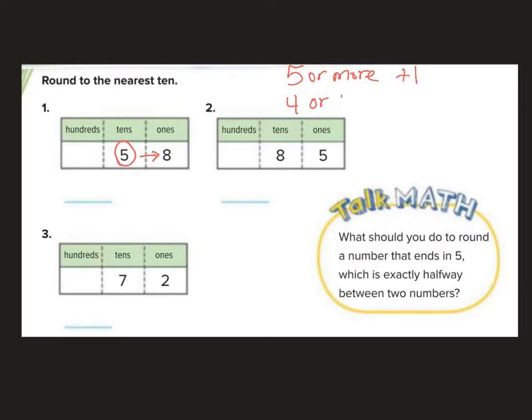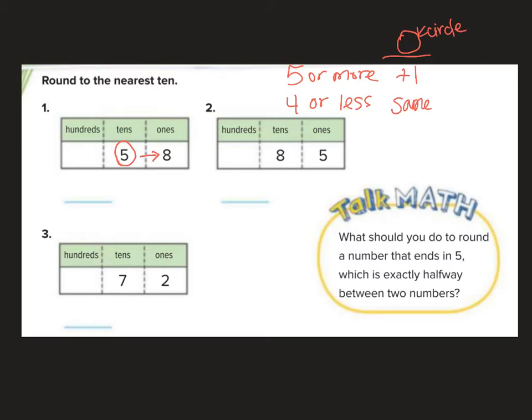4 or less, I'm going to keep it the same. This is our circled number. I'm going to write a circle. It's not a 0. That's our circled number. If it's 5 or more, we round up. 4 or less, we round down, which keeps the number the same.